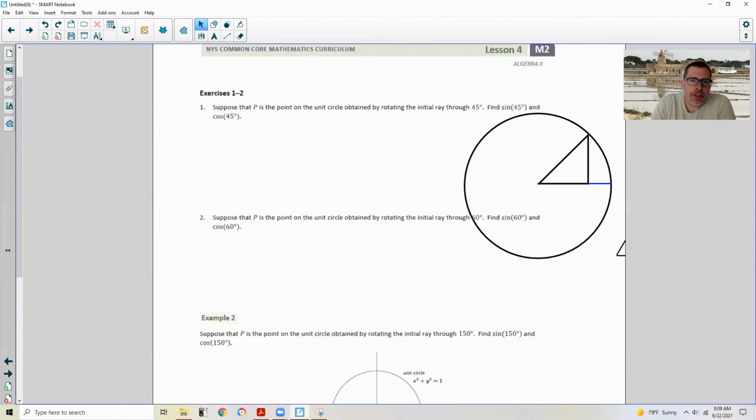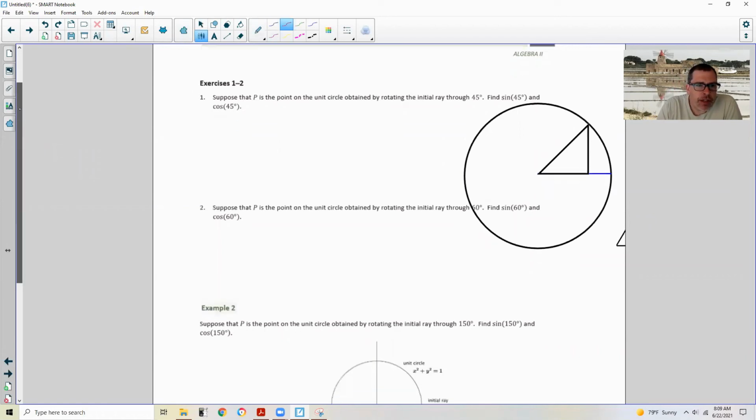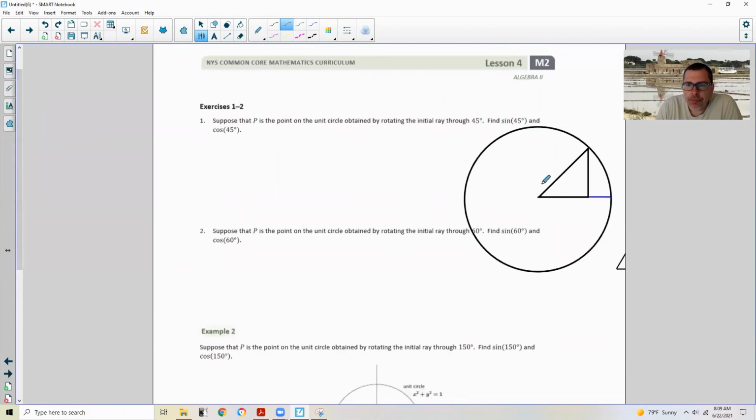Okay, page 3 brings us to exercises 1 and 2. Pause the video, see if you can do these on your own, and then unpause and come back and see how you did. So I've already brought a circle in here. And it says, suppose that P is the point on a unit circle obtained by rotating the initial ray through 45 degrees. So this is, seriously, this is 45 degrees.